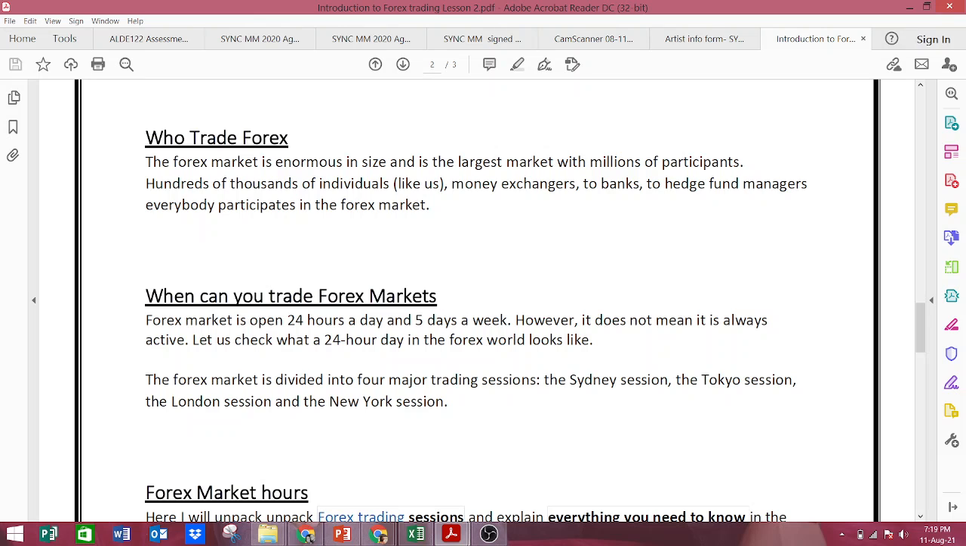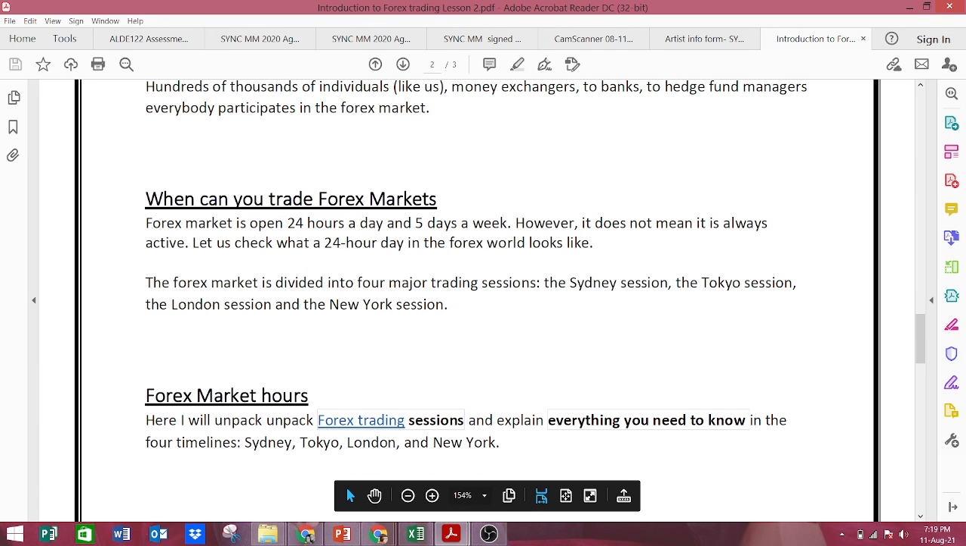The Forex market is open 24 hours a day and 5 days a week. However, it does not mean it is always active. Let us check what a 24-hour day in the Forex world looks like. Okay, which will take us to the next topic, which is the Forex market hours. The Forex market is divided into four major trading sessions: the Sydney session, the Tokyo session, the London session, and the New York session.